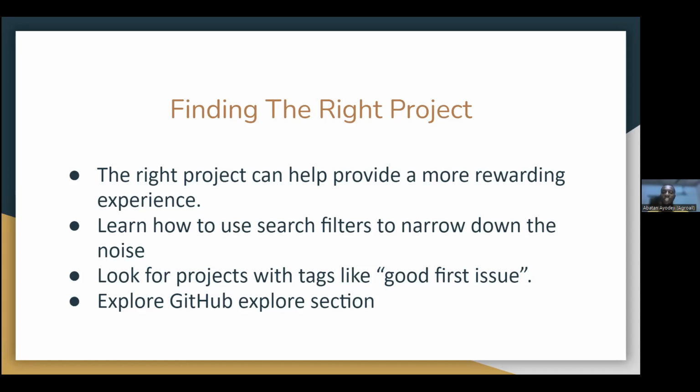So in order to achieve this, you need to learn how to use search filters to narrow down the noise of other projects that you can't contribute to. Look for projects with tags like good first issue or beginner friendly. Explore the GitHub Explore section. And even during this month of Hacktoberfest, use the Hacktoberfest website as a platform for locating projects. This platform has various methods of filtering, where you can filter by language type, filter by skill level, and use tags and things like that.